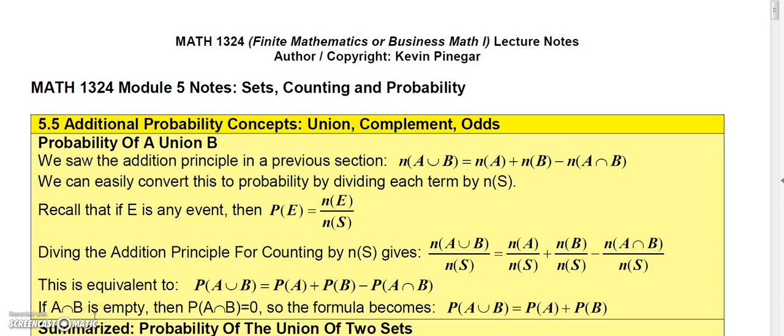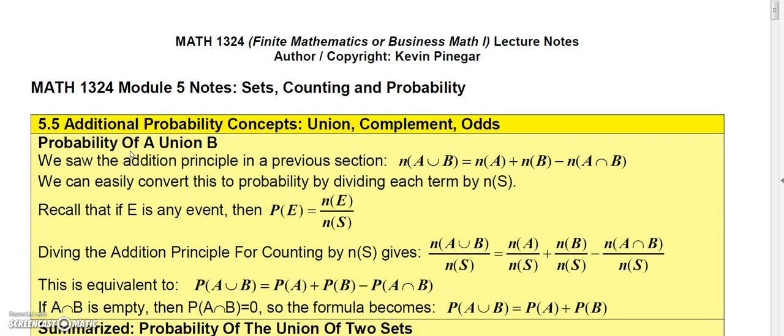In this section, I'm going to talk about three other probability concepts, and those concepts will be calculating the probability of a union, the probability of a complement, and actually how odds relates to probability. In the first video, we're going to start with the probability of a union.